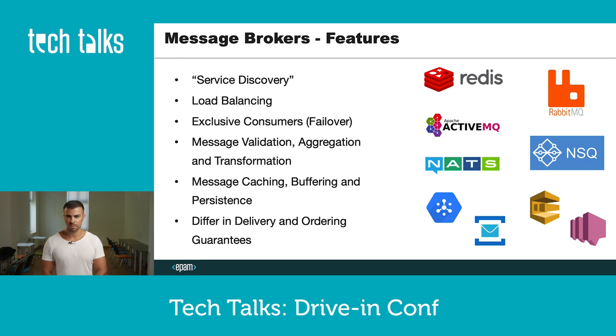Examples of message brokers, the most popular ones nowadays, are RabbitMQ, ActiveMQ, for example, NATS. Of course, on the cloud we also have message brokers like AWS SQS, and a part of what we already listed here. They provide, for example, features like message validation, aggregation, and transformation. Exclusive consumers are used for failover, and they also differ in delivery and ordering guarantees, which we'll come back to later.